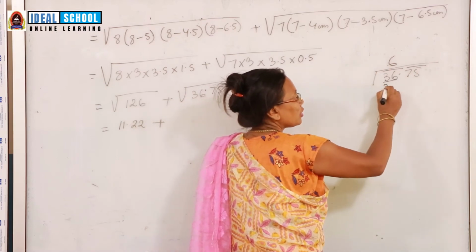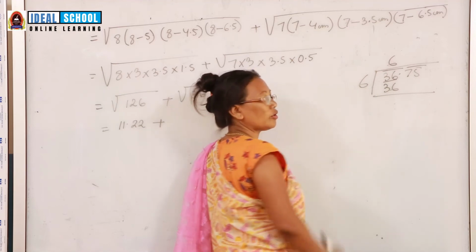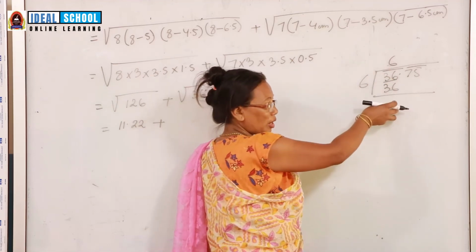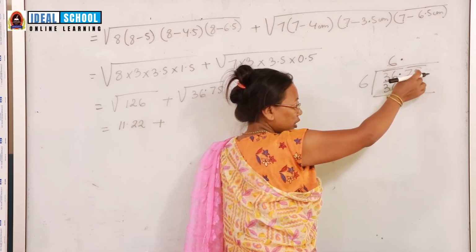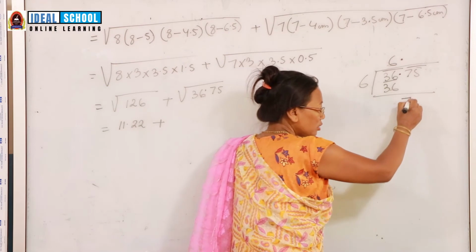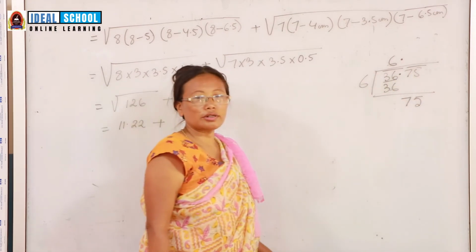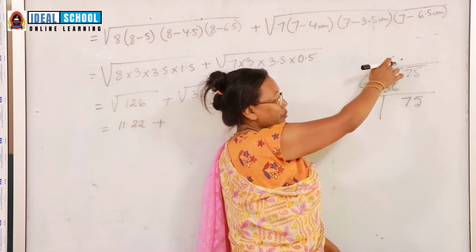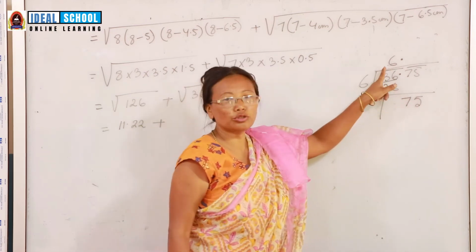6 6s are 36. If you are confused, you can write 6 here also, no harm. 6 6s are 36. There is no remainder. That's why you have to put the point here, and after that you have to take the next 2 consecutive digits. Now let's see. Here we are going to multiply by how much? We are going to multiply by 2.